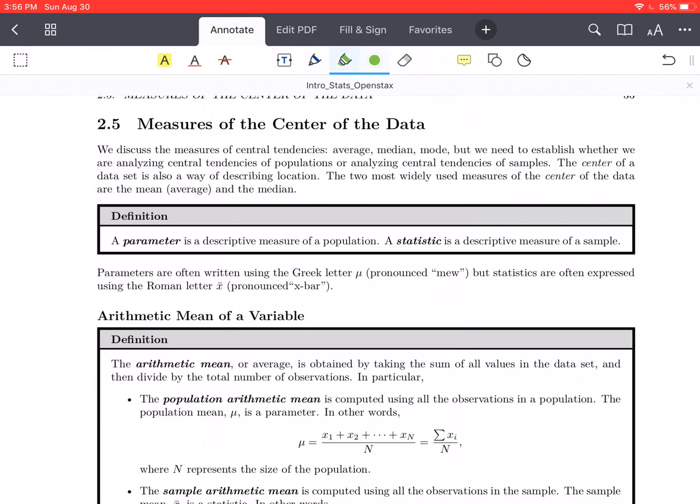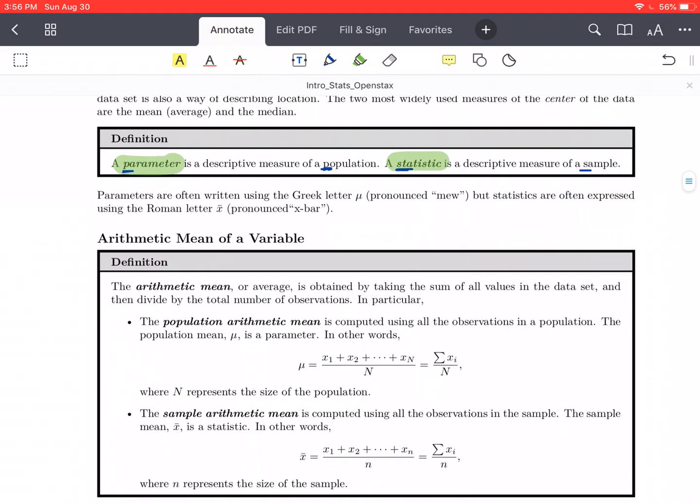So we're going to define the difference between a parameter and a statistic. A parameter is a descriptive measure of a population, whereas a statistic is a descriptive measure of a sample. We saw this back in chapter 1, but again we have that mnemonic device: a parameter is for a population, and a statistic is for a sample. When we're working with these values, they're going to look the same and be calculated almost exactly the same in most cases, but we do need to distinguish between the two so that we know whether we're talking about the entire population or just one sample out of the population.